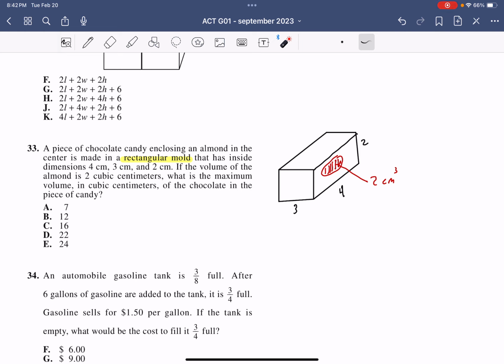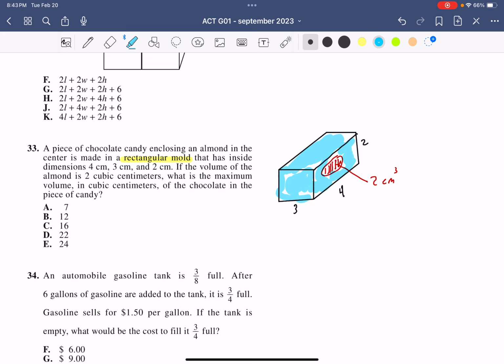And what they're looking for is the chocolate that is around this almond. What is the maximum volume of the chocolate in the piece of candy? So that's everything that's around the almond. It's in the block. So it's going to look like this. It's pretty much everything else that's here, everything else that's here except the almond.